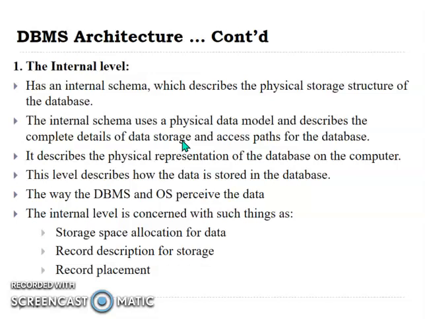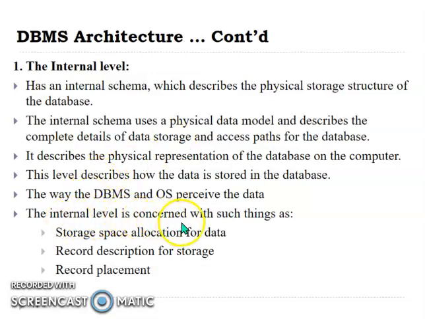The other one is to describe the detailed storage structure. The detailed storage structure means describing the complete detail of the data store and access path, the storage structure of a database. So this is all about the internal level. The way the database management system and the OS perceive the data is also another description of the internal level.